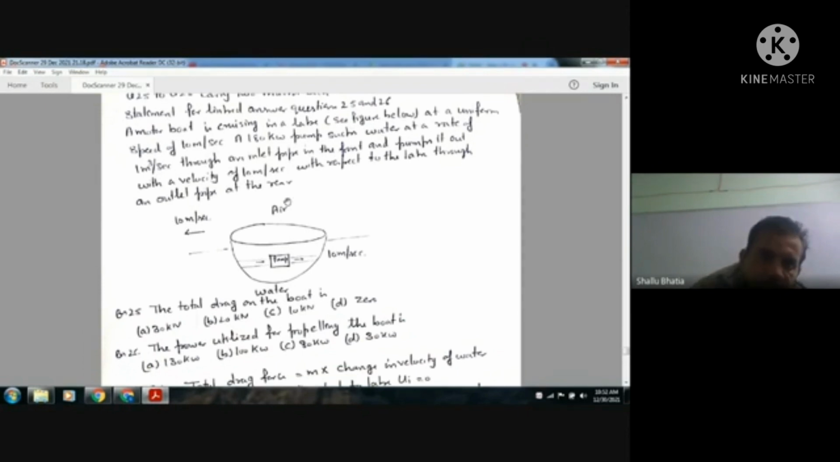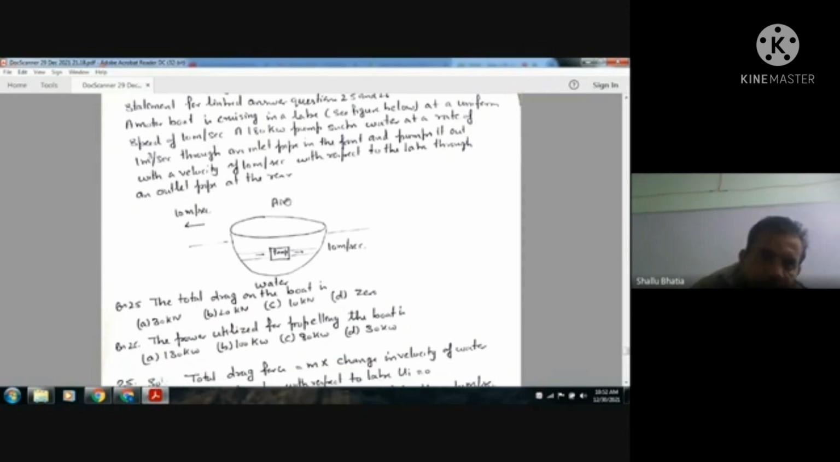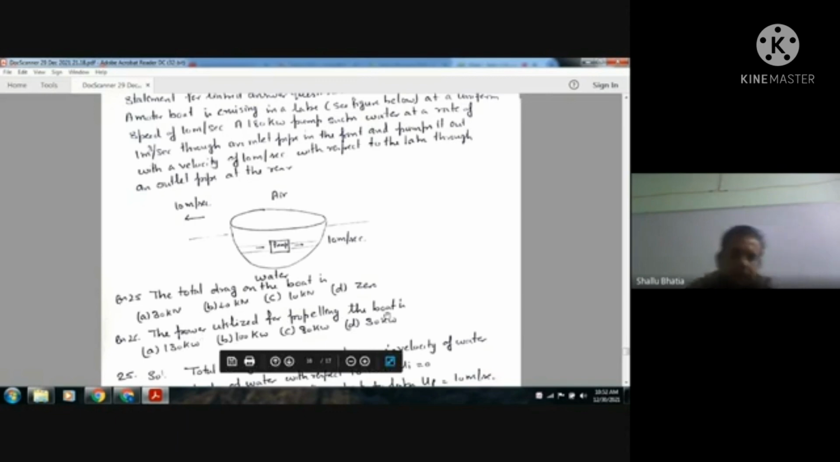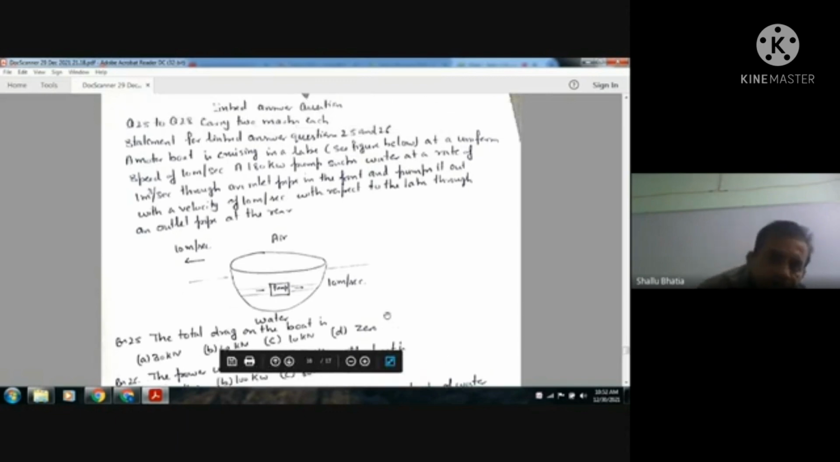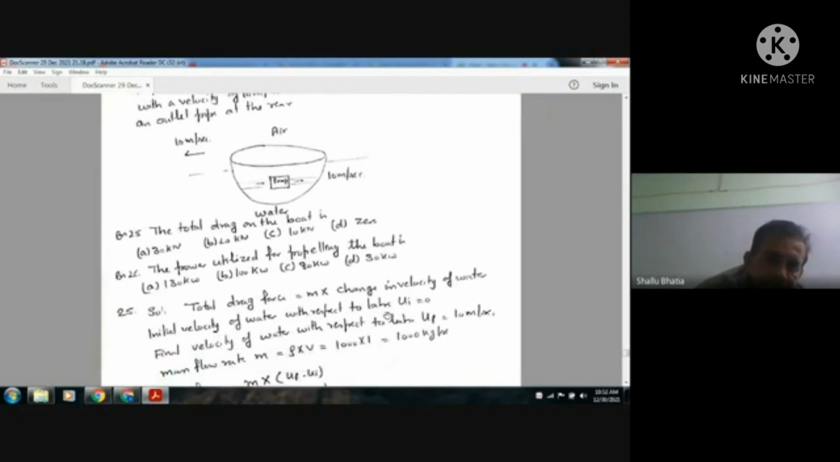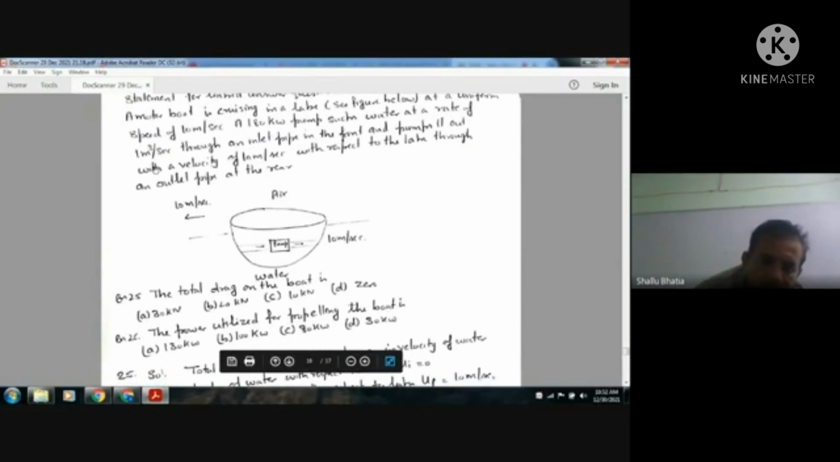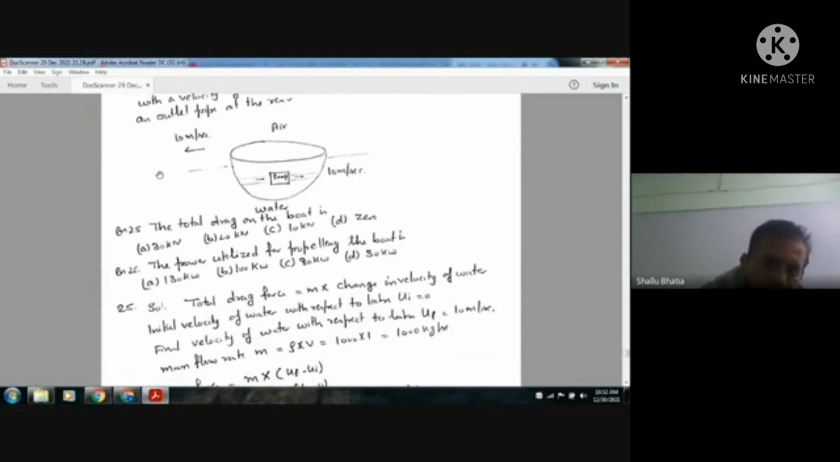This petrol lake. Okay, and you have to calculate the total drag force, or total drag, on the boat, and the power utilized in the boat. It is given that the volume I am entering in the pump is just 1 meter cube. So mass is rho into V, that is 1000 kilogram per second.